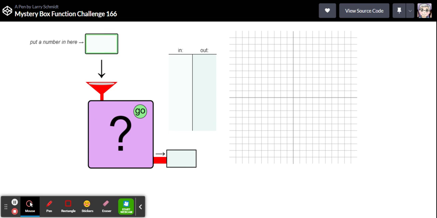Alright, let us begin with a 0. Okay, so 0 gives us 0.5. How about a 1? And 1 gives us 1. Okay, how about a 2? And 2 gives us 2. How about a 3? Oh, interesting. Okay, I think I see what's going on. I'm just going to put in a 4 here.